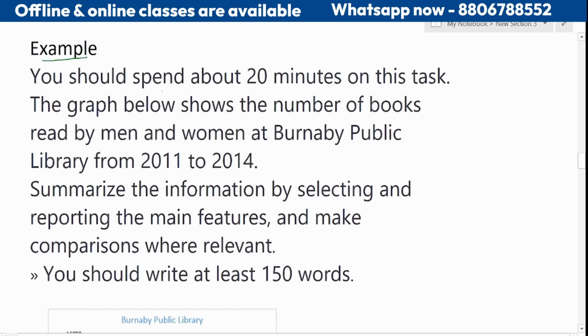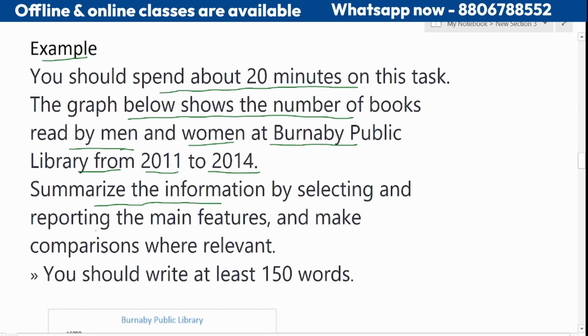Okay, now let us read the instructions. The question mainly follows the same trend. So you should spend about 20 minutes on this task. The graph below shows the number of books read by men and women at Burnaby Public Library from 2011 to 2014. Summarize the information by selecting and reporting the main features and make relevant comparisons wherever it is necessary.